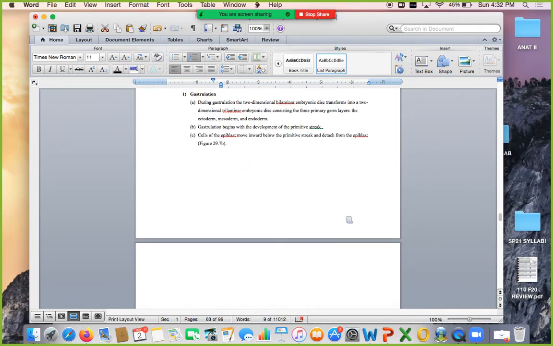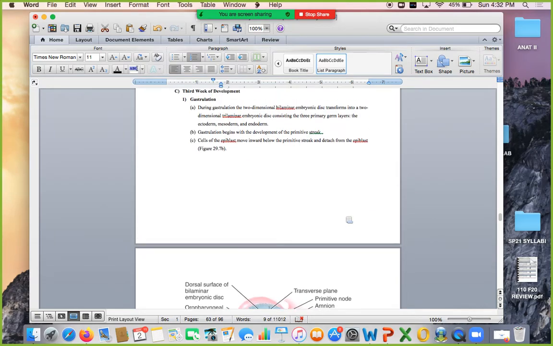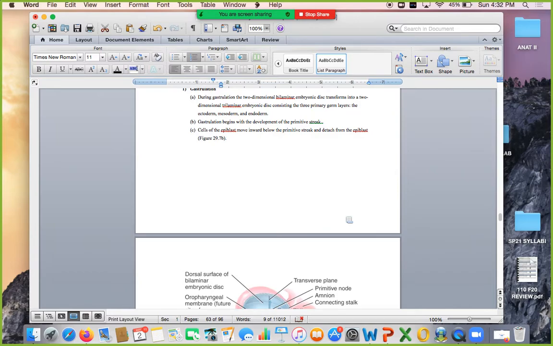So gastrulation is going to be the very first major step that's going to occur here, taking that two-dimensional bilaminar disc and making it a three-dimensional trilaminar. I'm sorry, it's still two-dimensional. So gastrulation is still two-dimensional bi to two-dimensional tri. That's gastrulation. Then neurulation will take that three-layer trilaminar disc and make it three-dimensional.